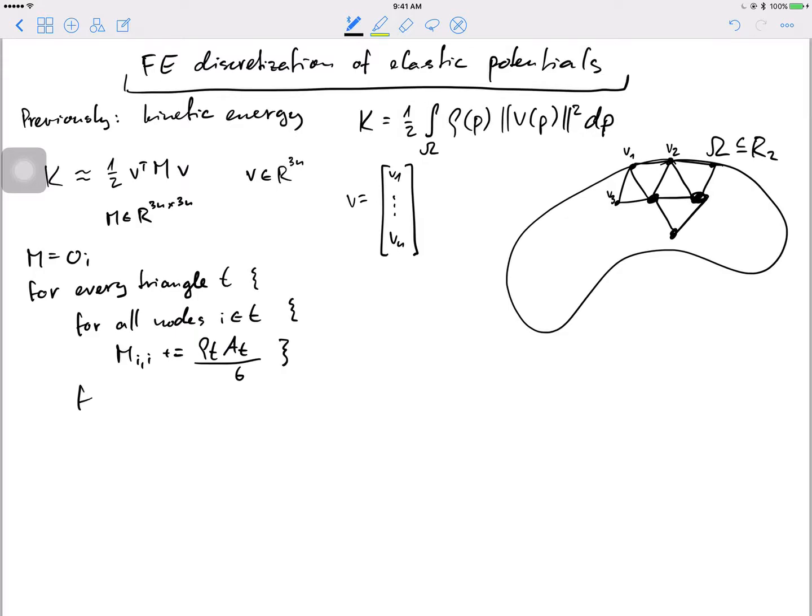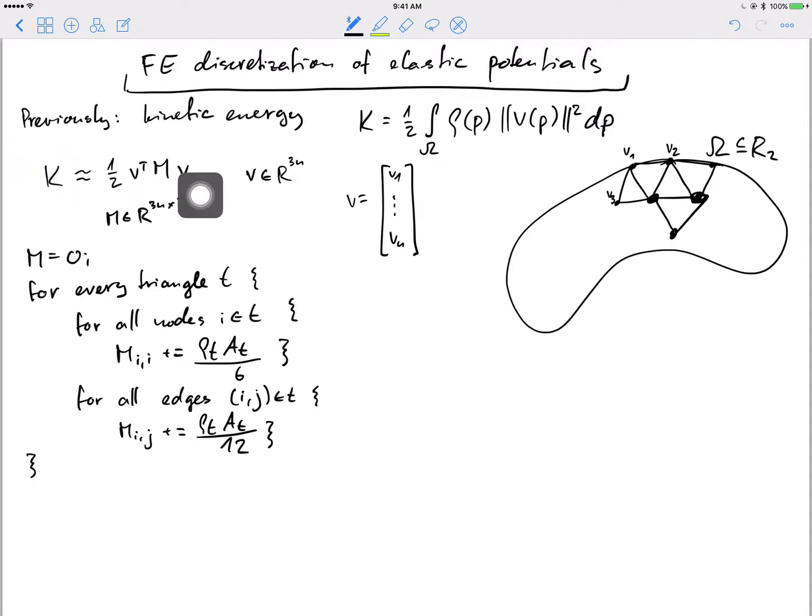And then we also have a loop over edges. So for all edges ij in the triangle, we would add to Mij a similar thing, except that it would be divided by 12 this time around. And that is it, okay? That's how you compute the accurate mass matrix that discretizes this energy under the assumption that these rhos are constant on every single element and that the velocities are linearly interpolated inside the domain.